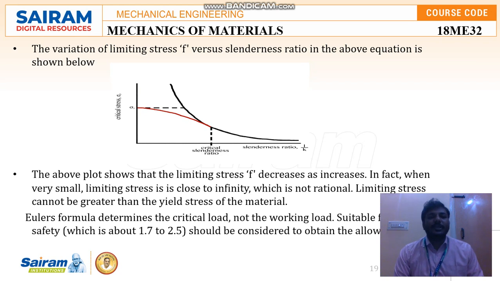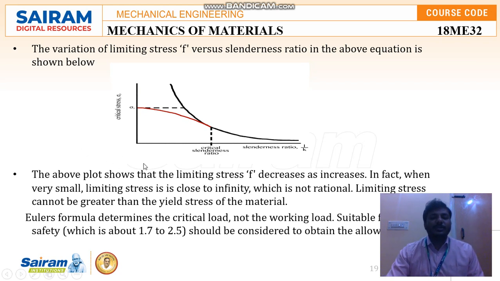For this, how the limiting stress varies, we can find out by using the slenderness ratio, that is, the limiting stress versus slenderness ratio graph. Here you can see the critical stress and the critical slenderness ratio, and this is the slenderness ratio versus limiting stress. The slenderness ratio can be measured by l by k, or the notation l by lambda can also be used.